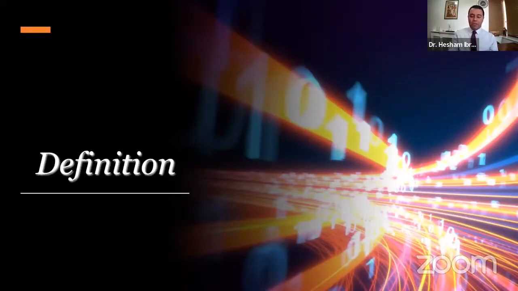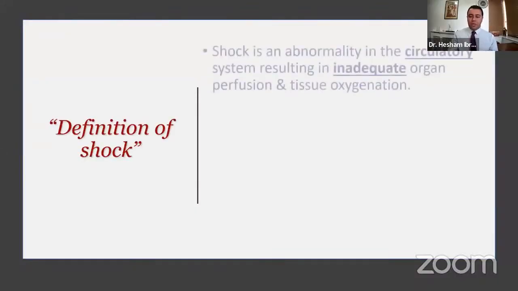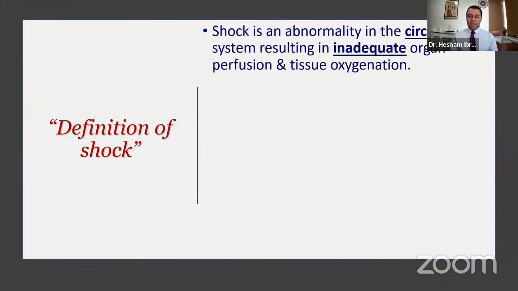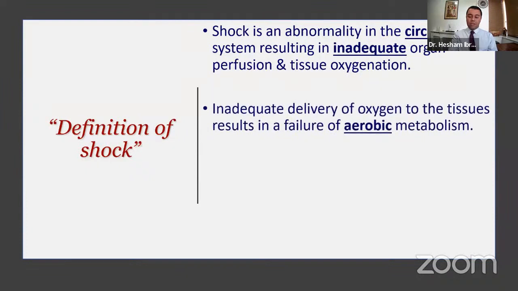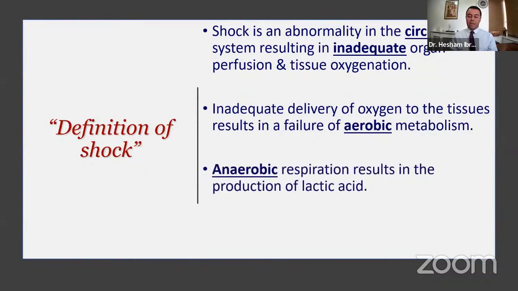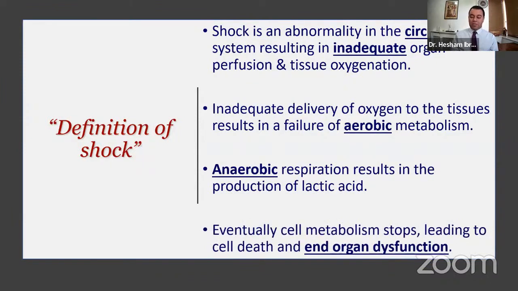To start with, let's start with the definition of shock and see what shock means. Shock is basically a circulatory phenomenon. It is a failure in the circulatory system, an abnormality that results in inadequate organ perfusion and tissue oxygenation. So you've got a failure in the circulation resulting in inadequate perfusion to the organs and loss of tissue oxygenation. This in turn will result in failure of aerobic metabolism and the start of anaerobic respiration at cellular level. This will result in lactic acid production, and then this will progress to cause cell death and multi-organ dysfunction.